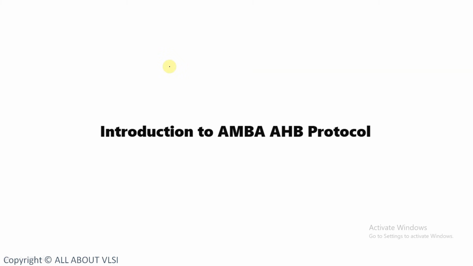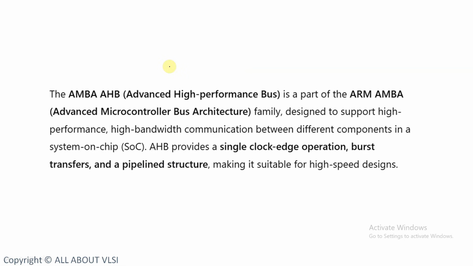In this video, we are going to start with AMBA AHB protocol. So first of all, what do you mean by AMBA AHB protocol? Basically, AMBA AHB stands for Advanced High Performance Bus. It is a part of the AMBA Advanced Microcontroller Bus Architecture family, which is designed to support high performance, high bandwidth communication between different components in a system on chip.